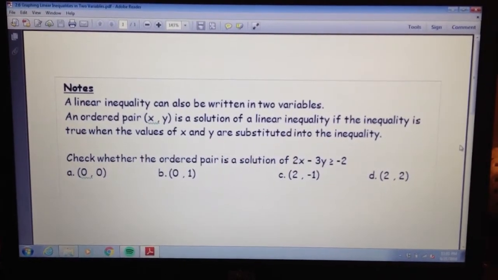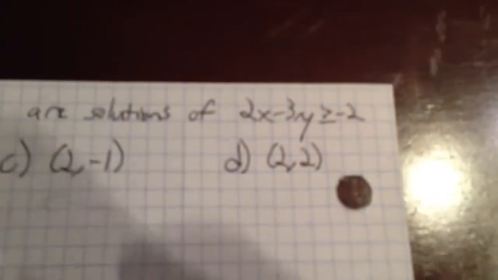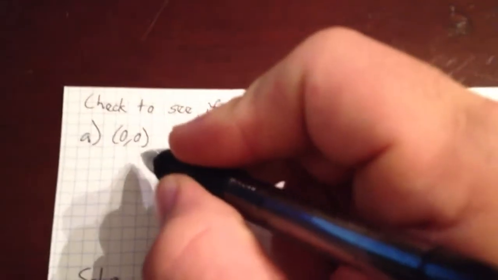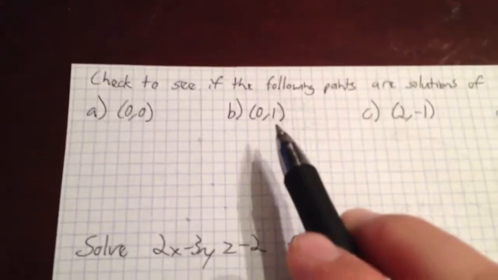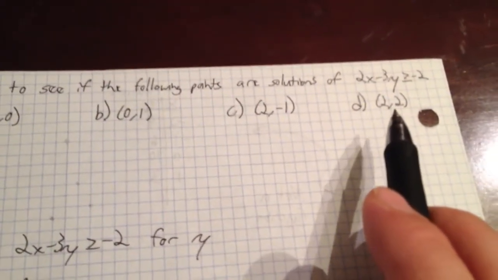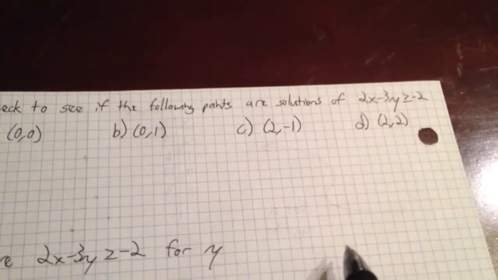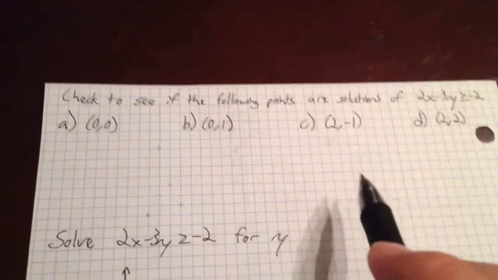So the first thing that we're going to do is test and see if points are solutions to an inequality or are not solutions to an inequality. I've got these written on my paper here, and I've got 2x minus 3y is greater than or equal to negative 2. The first point that I'm going to check is the point (0, 0). Then I'm going to check the point (0, 1), then the point (2, -1), then the point (2, 2). So right now, pause your video and go through and test these points by plugging them into the inequality and seeing if they work. Then you can unpause the video and see if you were right or not.